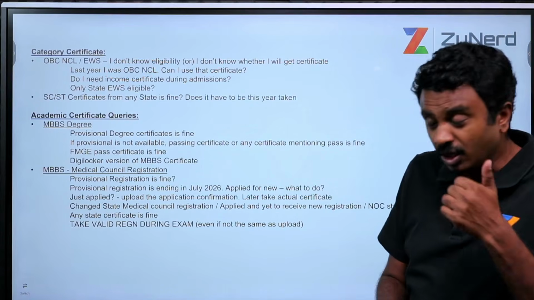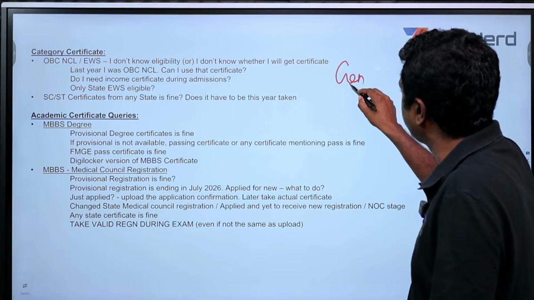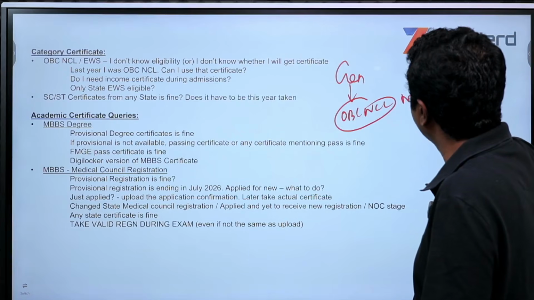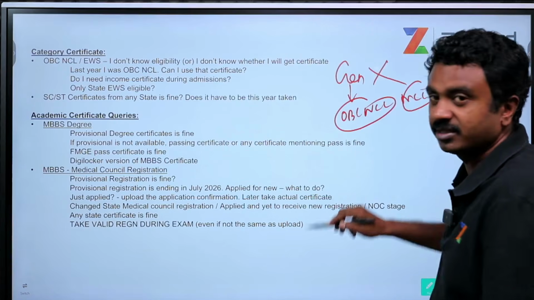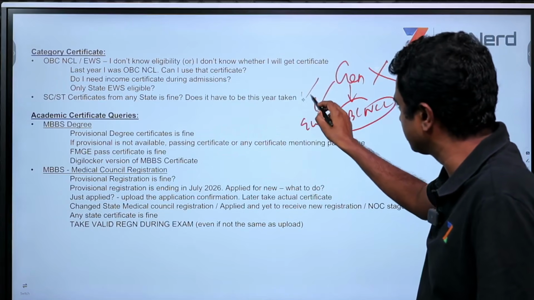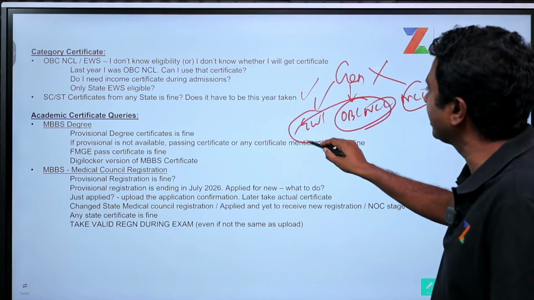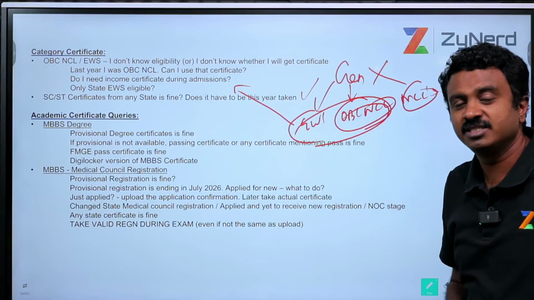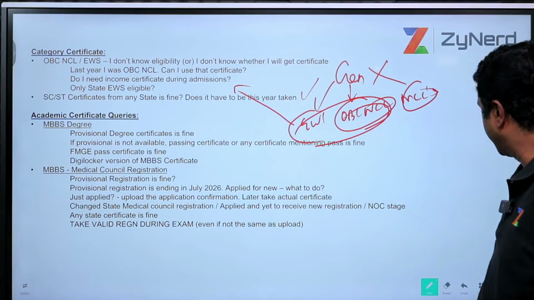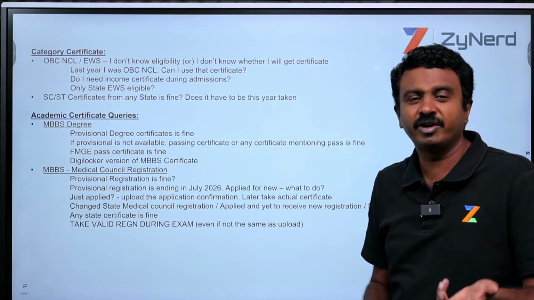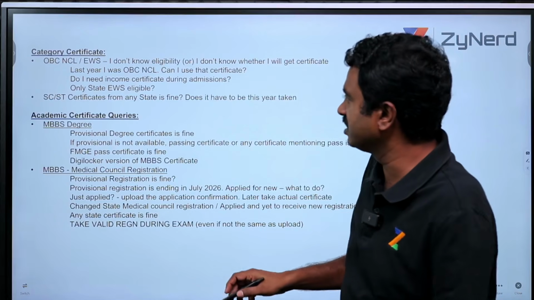But note that, can I take gen now and change to OBC NCL? Later in MCC's All India Counselling process, you can't do that. Or you cannot change to EWS here or SC here or ST here. So better option, select the category that you think you are eligible for and then later look at all the changes. If in case you get the information before the edit window, then modify it. Otherwise, don't modify it. Later you will be able to change it during MCC counselling.